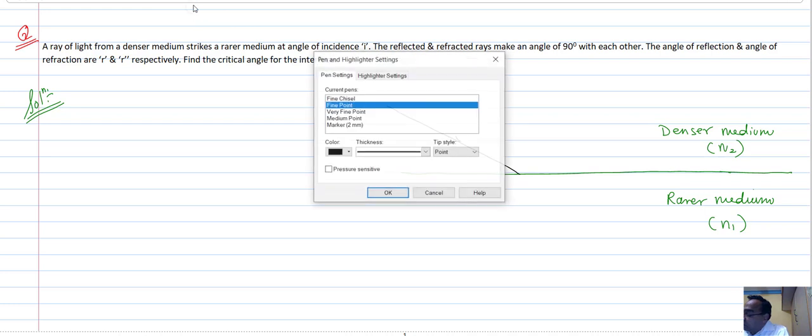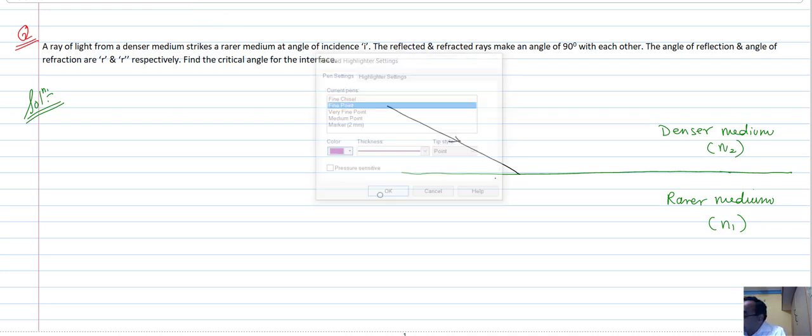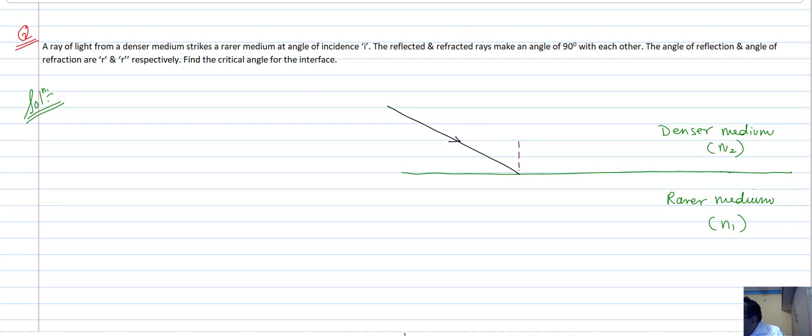Now if we consider the normal, then the normal to the interface is this, and the angle at which it strikes is I. So this is the angle of incidence. Let us go to the second line. It says the reflected and the refracted rays make an angle of 90 degrees with each other, which means they are perpendicular to each other. The angle of reflection and angle of refraction are R and R dash respectively. Find the critical angle for the interface.